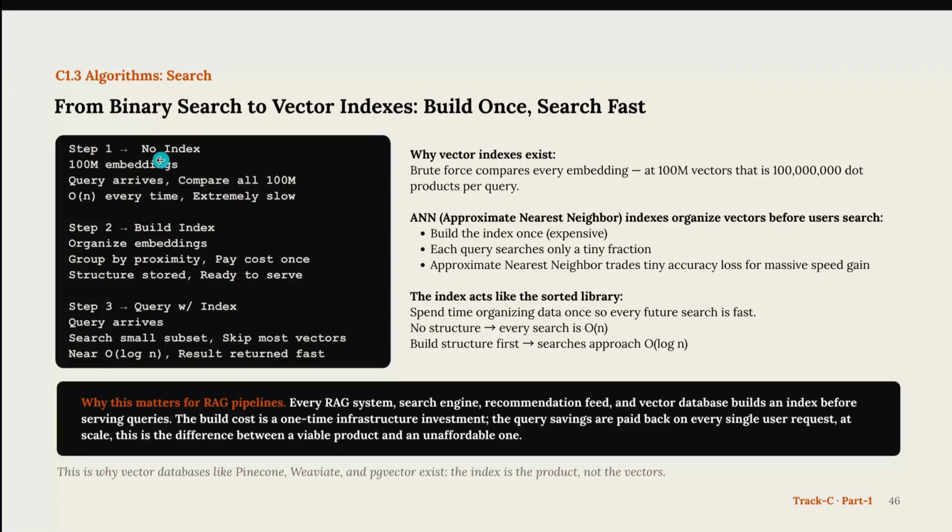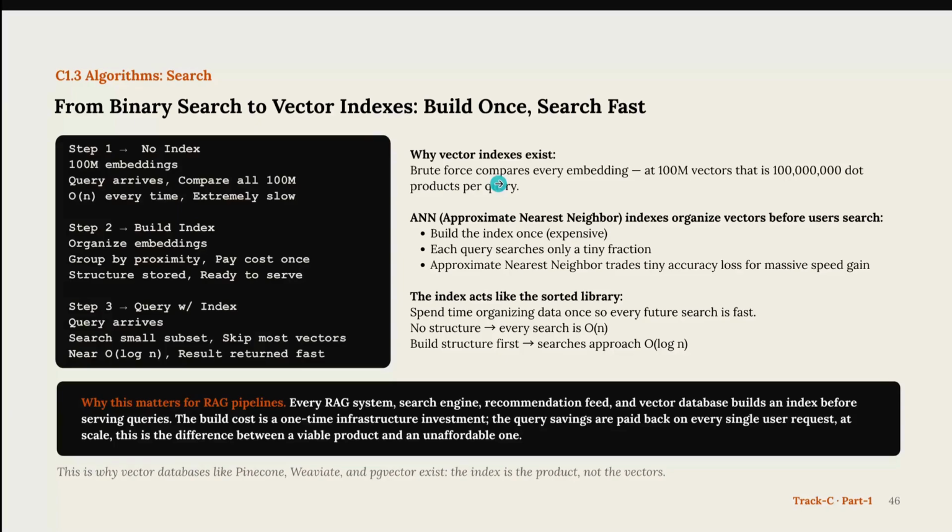But what if we build an index around this? We organize the embeddings, grouping them by proximity, and pay the cost in the beginning, when we are organizing the embeddings. Now the structure is stored and ready to serve. When a query arrives, with the index, it searches only a small subset. It will skip most other vectors. The performance will be near order of log n, and the results will be much faster.